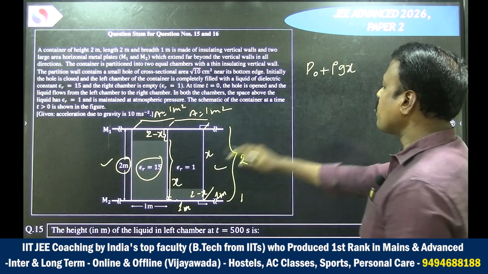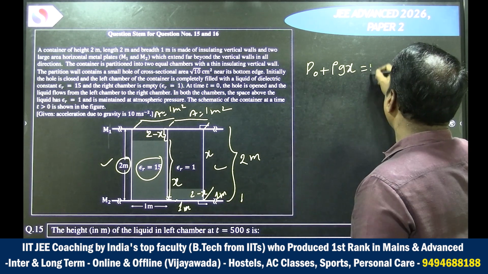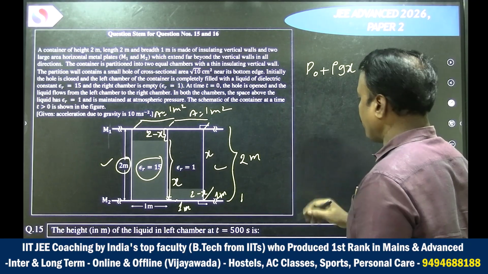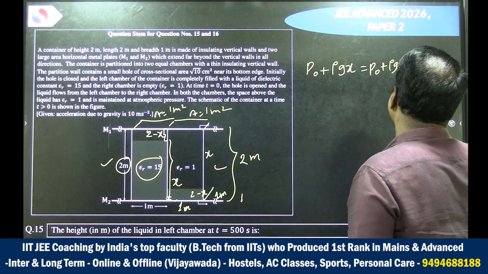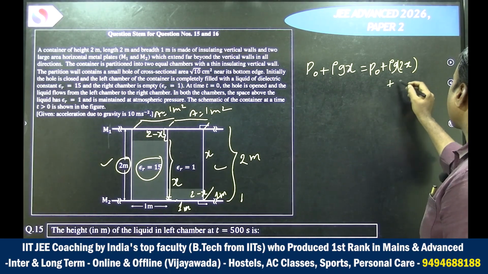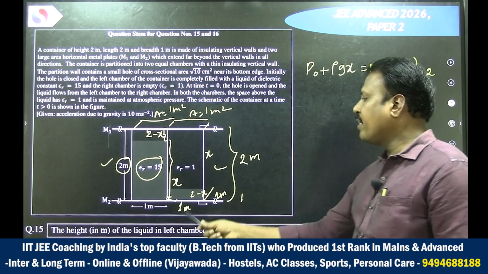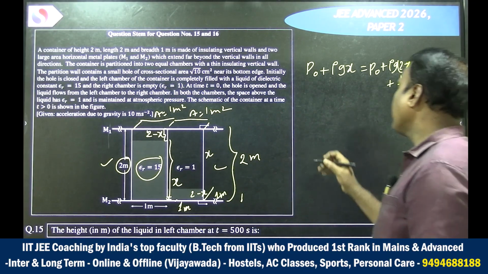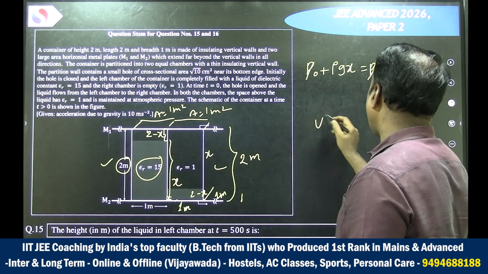Here there is no velocity of the liquid at the bottom. So now we go to the second side. Here the pressure term is P0 plus, since the liquid occupies a distance 2 minus x, rho g into 2 minus x plus half rho v square, where v is the velocity of liquid coming out of the hole. Now do the cancellations and try to solve.